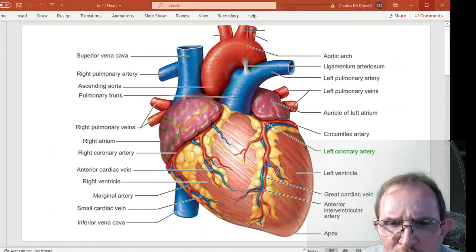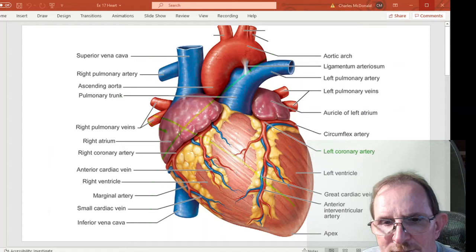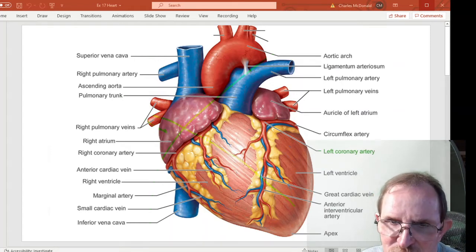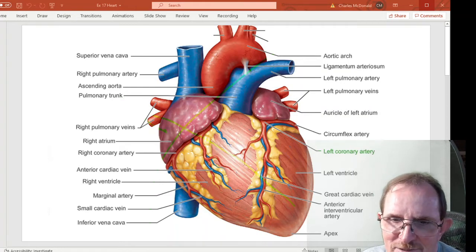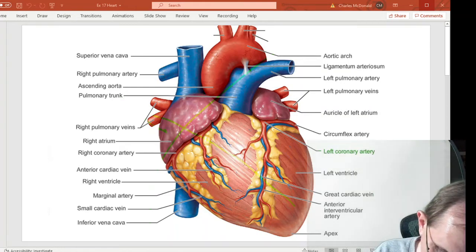Left coronary artery. It's hard to see. Underneath the left auricle right here is the left coronary artery. It splits into two. Just right there you can see the branching. This one that goes down is the anterior interventricular artery.